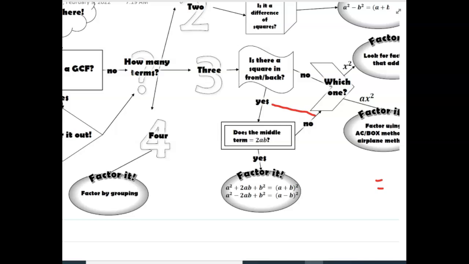If it is a quantity squared, there should be a square in front and a square in back. Now, not like the shape of a square, like something squared, like an x squared. And a square in back would be like a 9, which is 3 squared, or 16, or 25, or 49, or 100, right? Okay, so you're checking for a square in front, square in back.